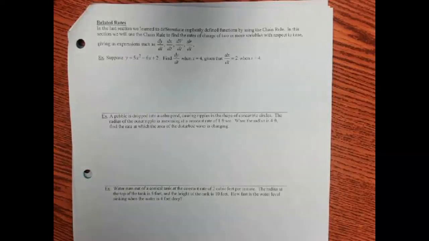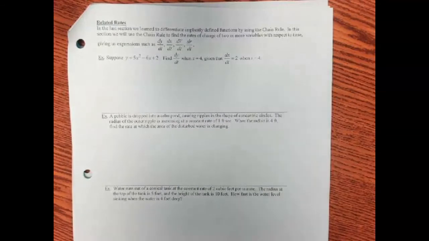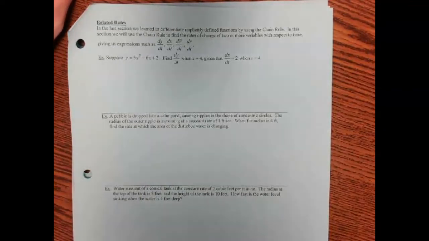Today we're going to start with this new thing called related rates. Essentially, it's going to be implicit differentiation, but within a word problem. So these are going to be a little bit tricky. Related rates, and then something else that we do later on called optimization. Those are probably the two hardest things that we're going to do this year.